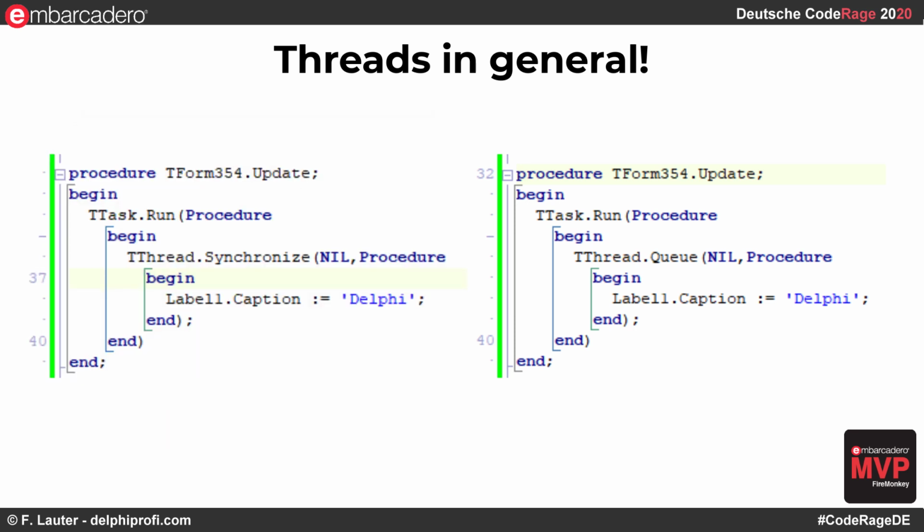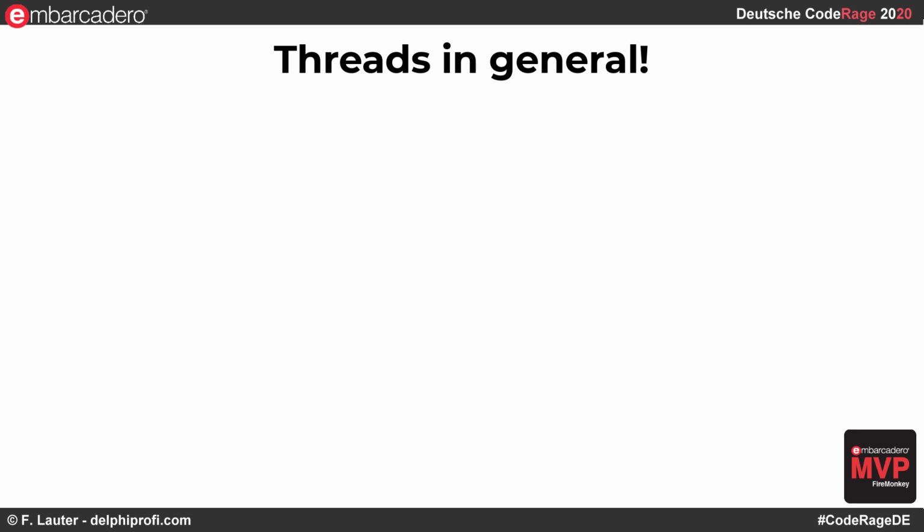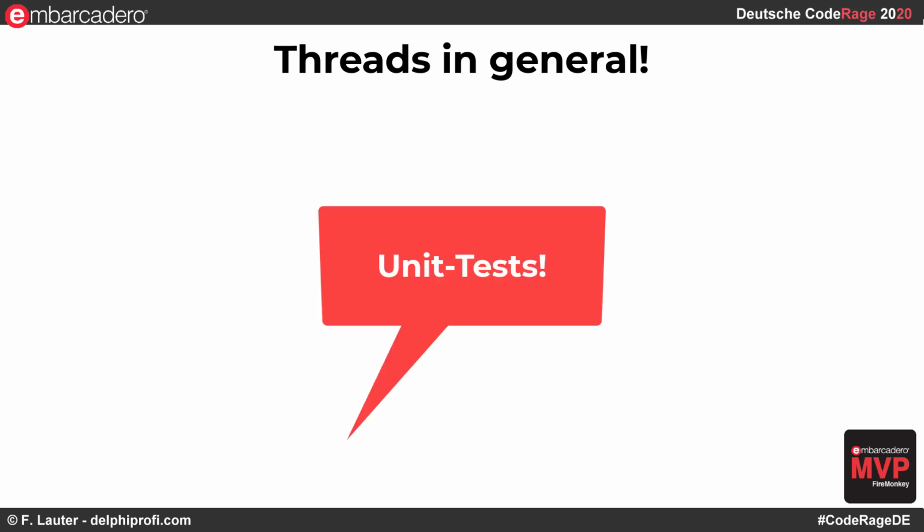There are two methods of this, synchronize and queue. The queue has nothing to do with the queues that are in the title of the session. Any method I want to move to a thread should be usable without a thread, at least to check it with a unit test.